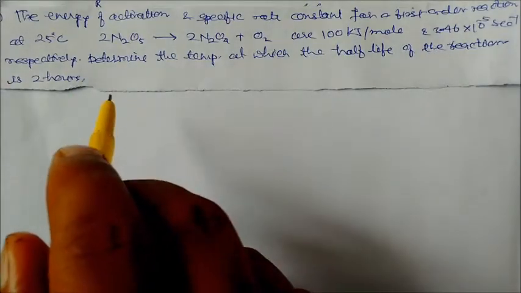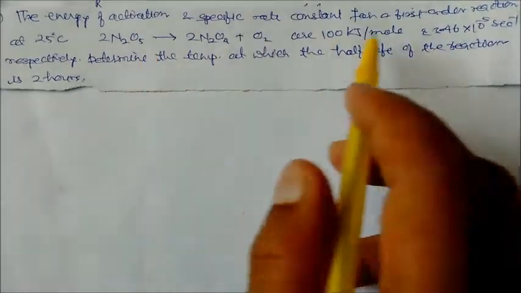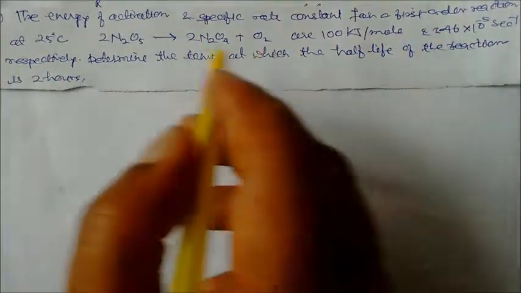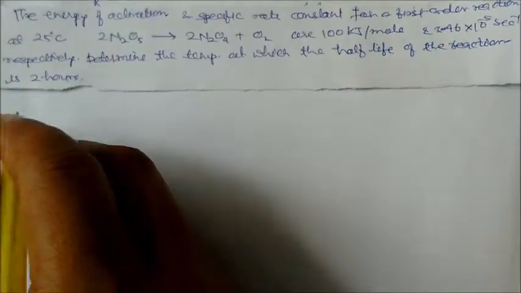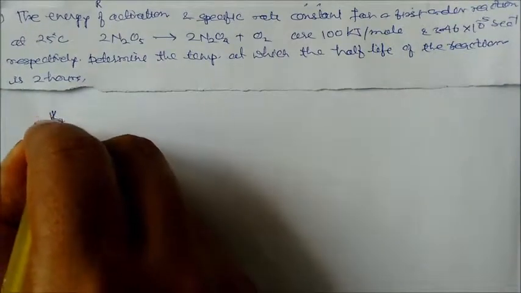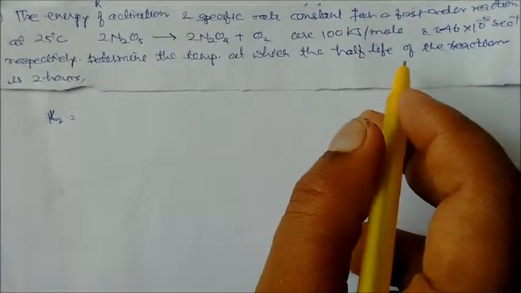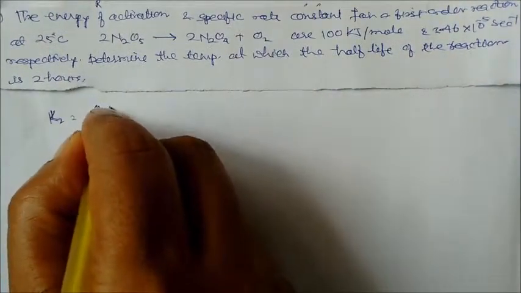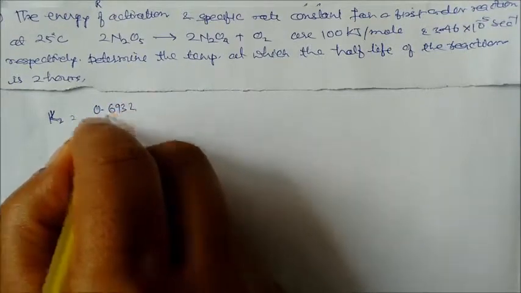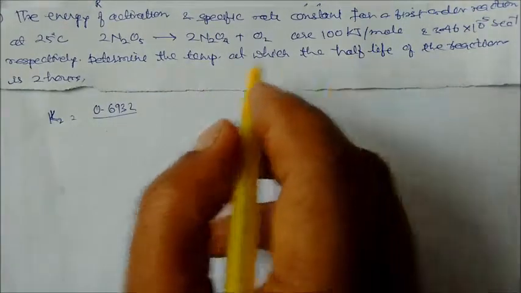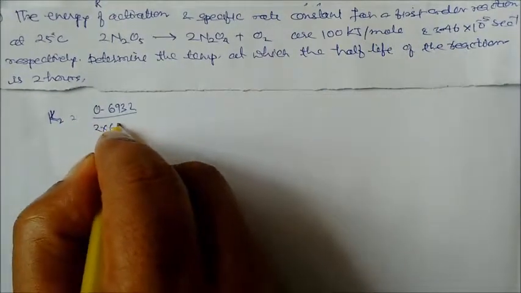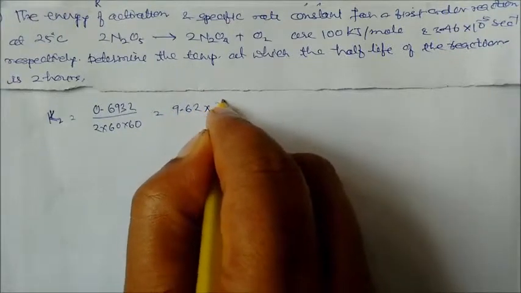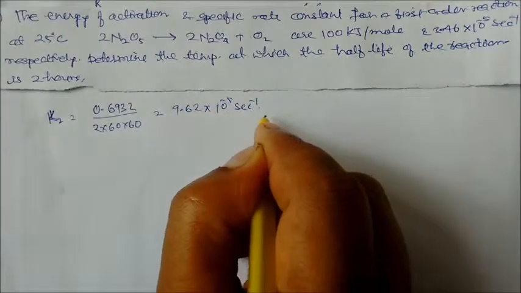So first we will find the K value they have given here. We have to find the second value, that is the K2 value, because for the half-life of 2 hours we need K2. So K2 will be 0.693 divided by the time given here, that is 2 hours, so 2 into 60 into 60. So you will get the answer 9.62 into 10 to the power minus 5 per second.